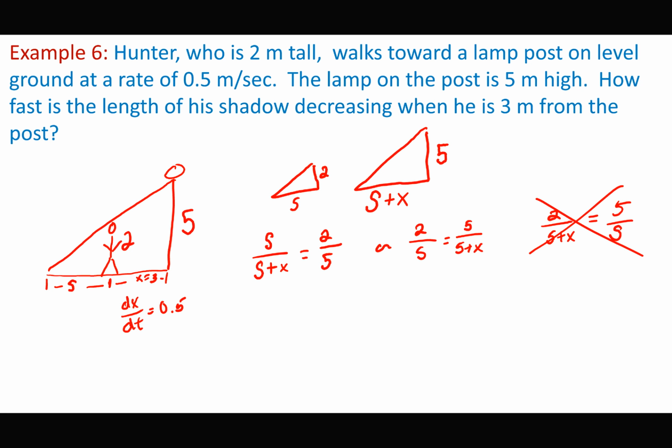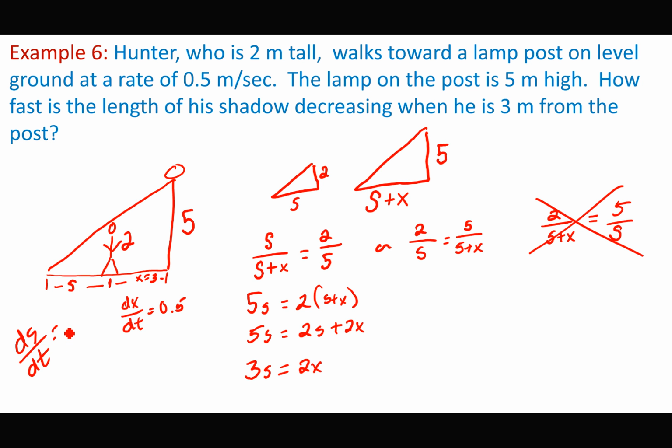All right, let's just tackle the one here on the left. So I could rewrite this as 5s equals 2 times s plus x. So therefore, 5s would be 2s plus 2x. Subtract the 2s, end up with 3s equals 2x. Because remember, I'm trying to figure out what is ds dt.